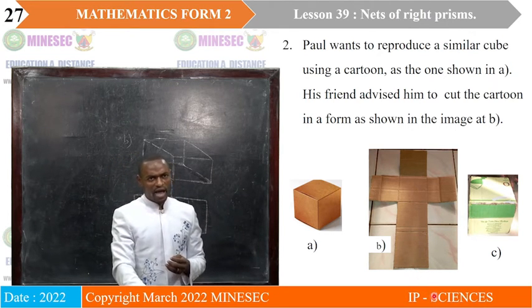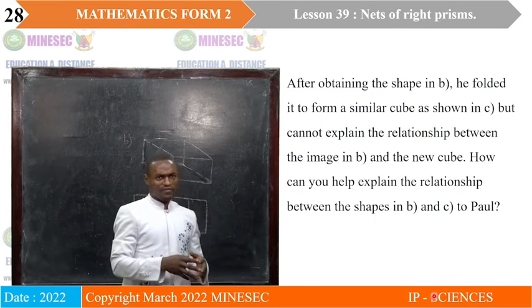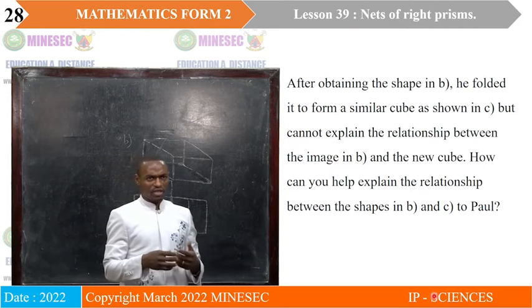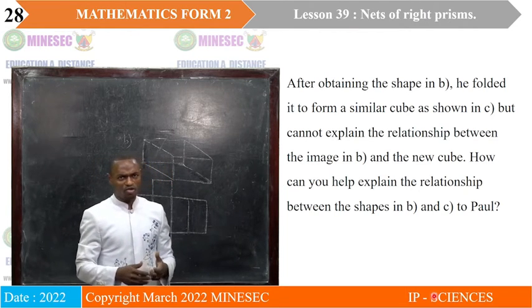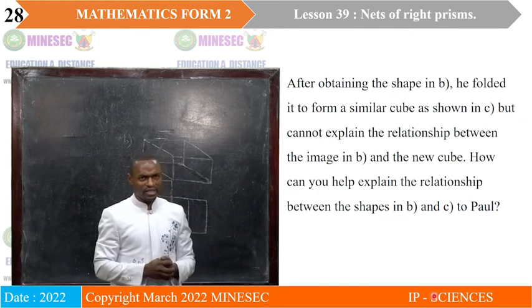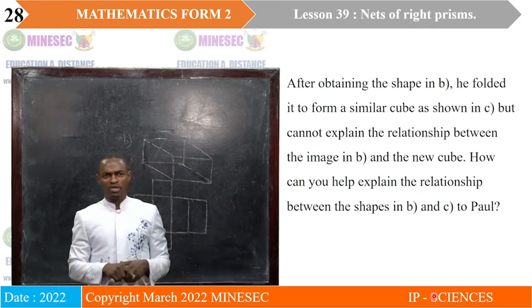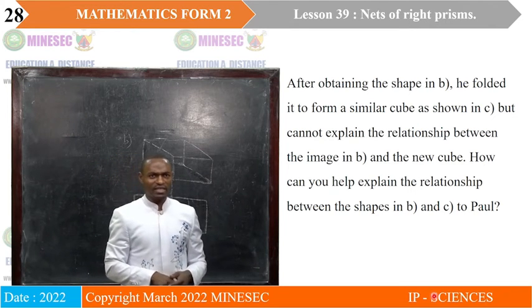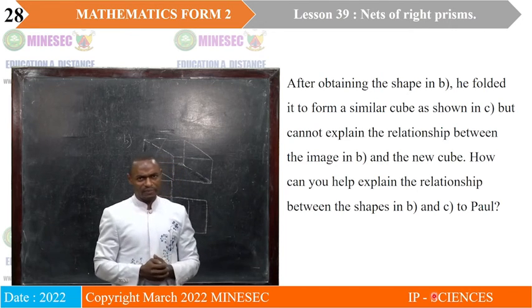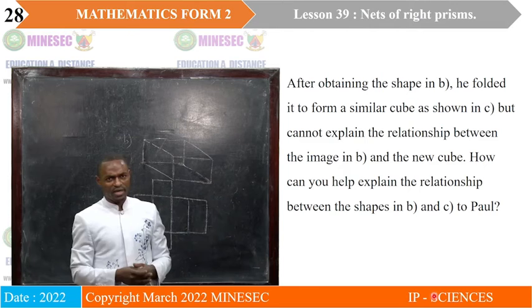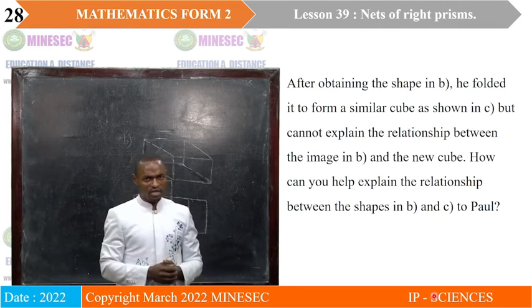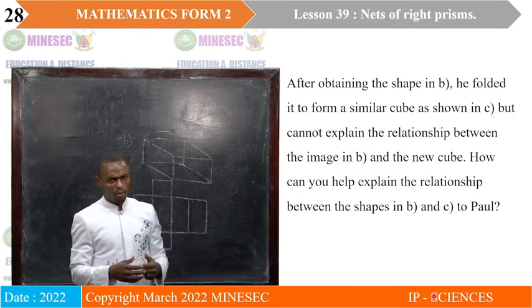Now, we are asked, after observing the shape in B, he folded it to form a similar cube as shown in C. That has already been explained, but he cannot explain the relationship between the image in B and the new cube. The new cube is that one in C. How can you help explain the relationship between the shapes in B and C to Paul?